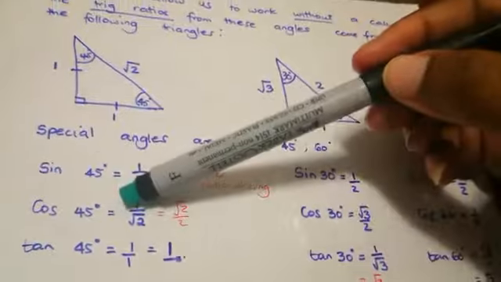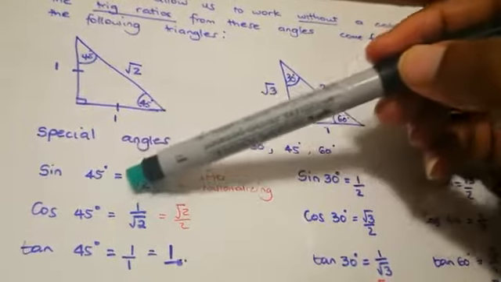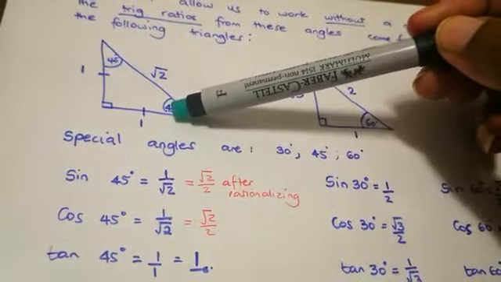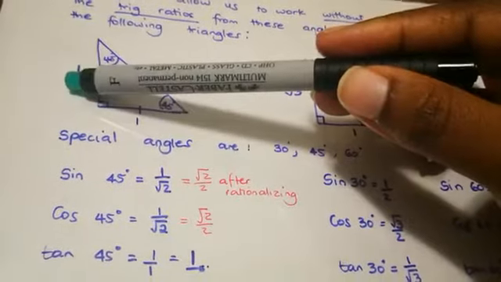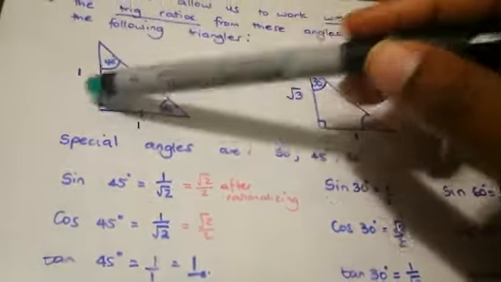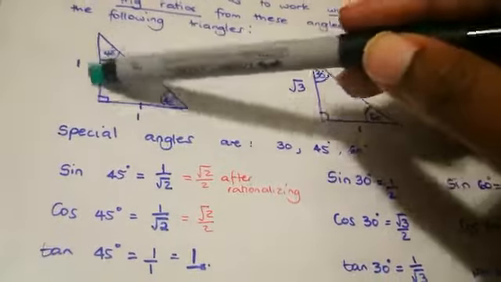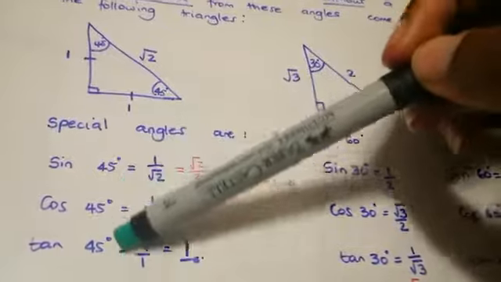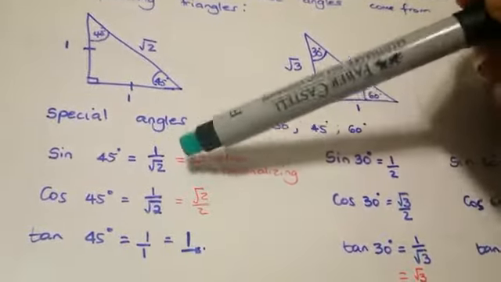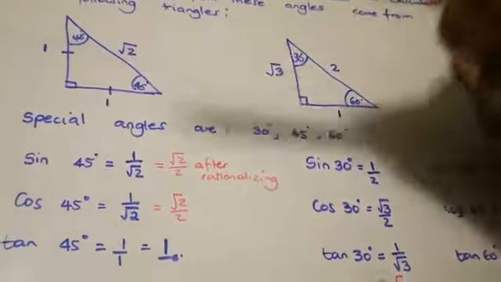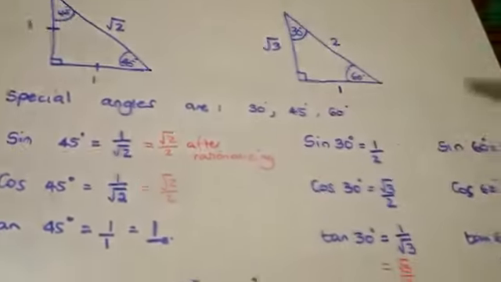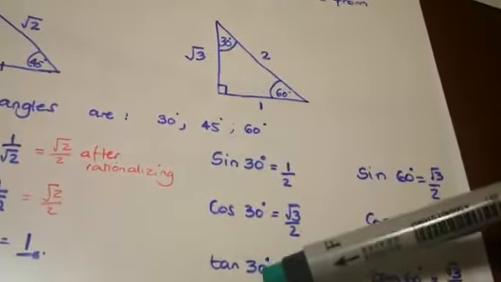So sine 45. From this triangle, if I stand here, sine is opposite over hypotenuse, so it's going to be 1 over root 2. So it is important that you know these two triangles, because that's what you're going to make use of when you have to use special angles.